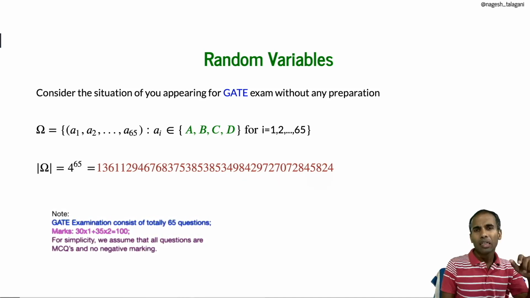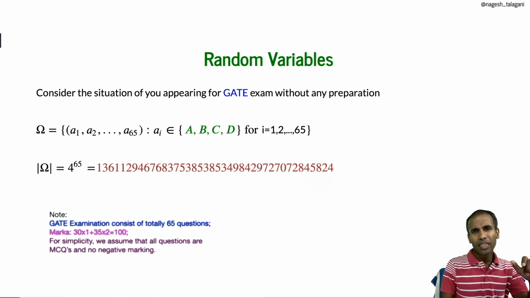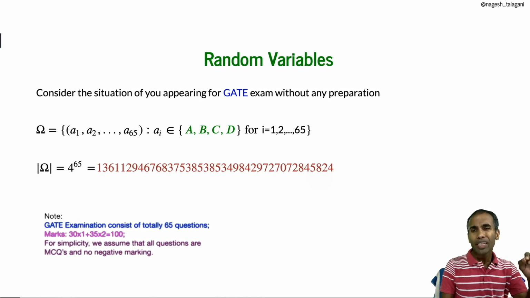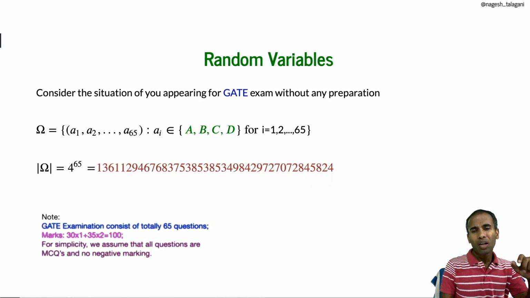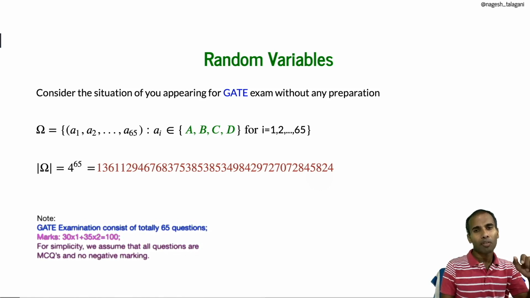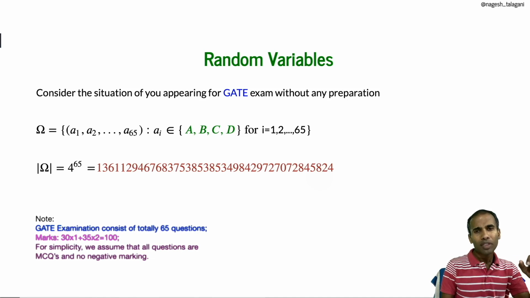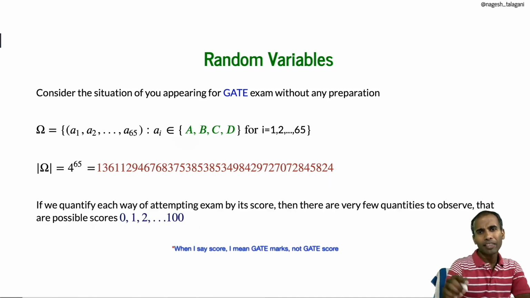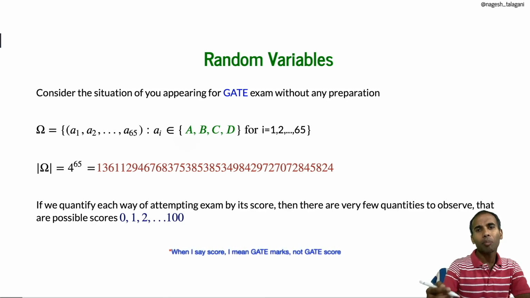Thing is, you don't really care how you answer A or B or C or D for each individual question. All you care about is the final score, which is a numerical summary of your performance. Most of the time, people are interested in this numerical aspect of an exam. If we quantify each way of attempting an exam by its score, then there are only a few quantities to observe, which are the possible scores 0, 1, and so on up to 100.